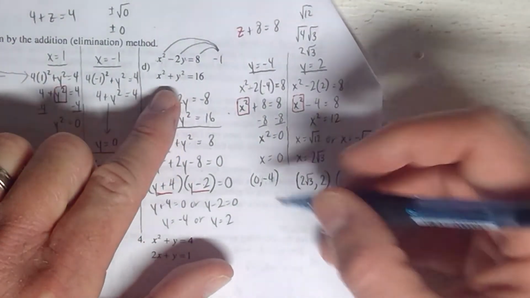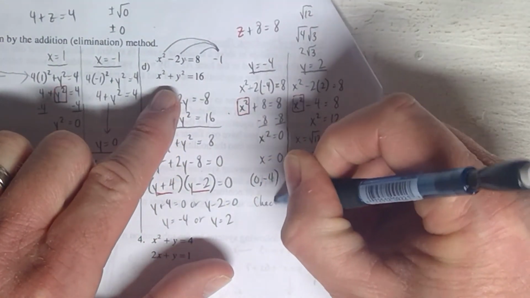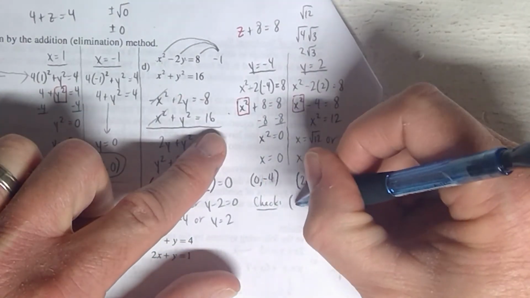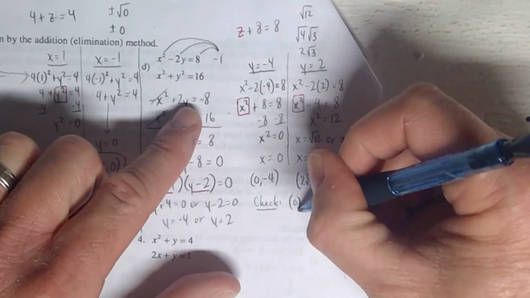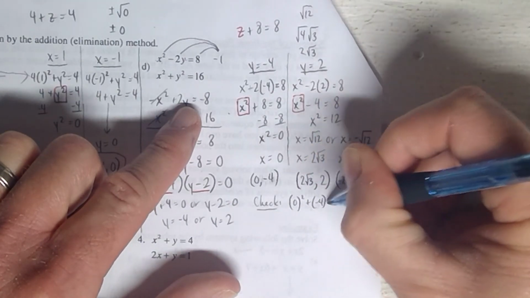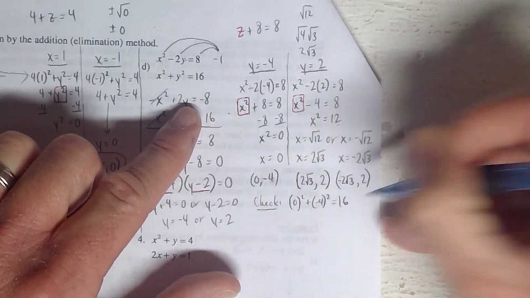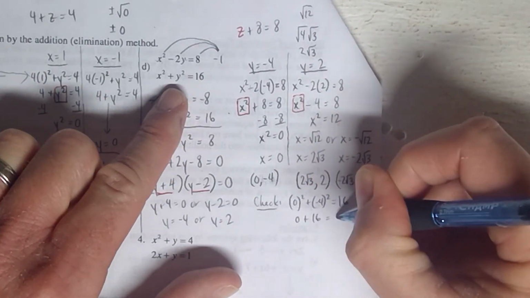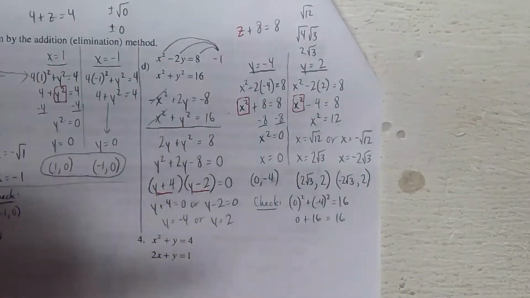If I check the second equation, I get 0 squared plus negative 4 squared equal to 16. That is definitely true. Doing order of operations, I get 0 plus 16 equal to 16.